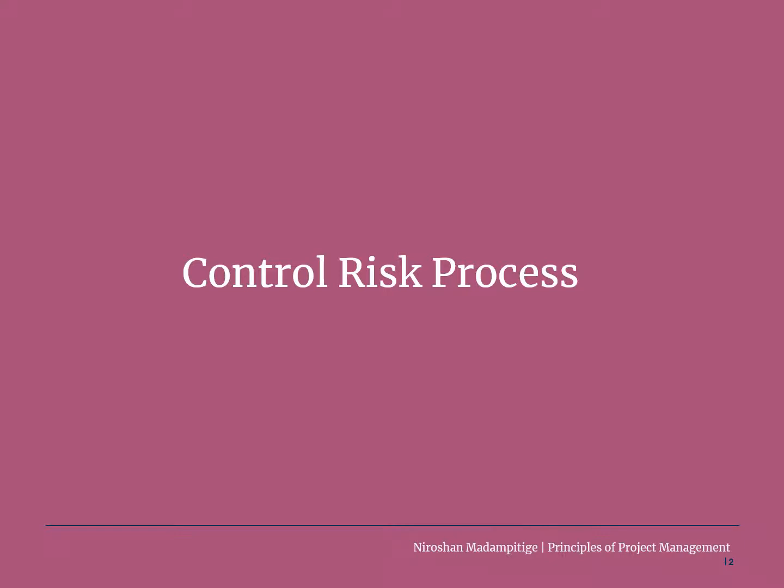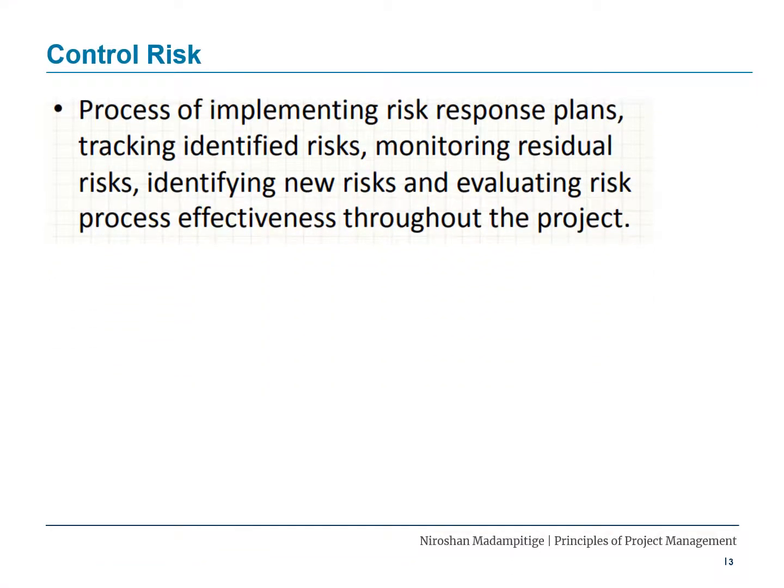The last sub-process within the risk management process knowledge area is the control risk process. The process of implementing risk response plans, tracking identified risks, monitoring residual risks, identifying new risks and evaluating risk process effectiveness throughout the project is controlling risk.